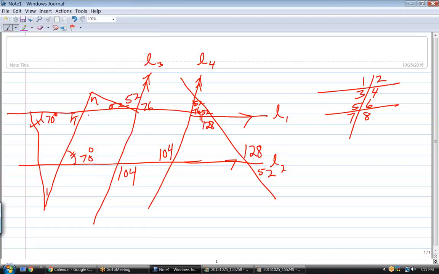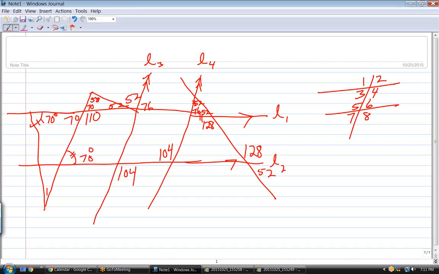What is M? Would it be 110? What is K? 70. What is N? In other words, what's this angle right here? Vertical to this 70? Oh, 70. Right. So that's an important principle. So what is N? 58 degrees? Correct. And that's it, isn't it?